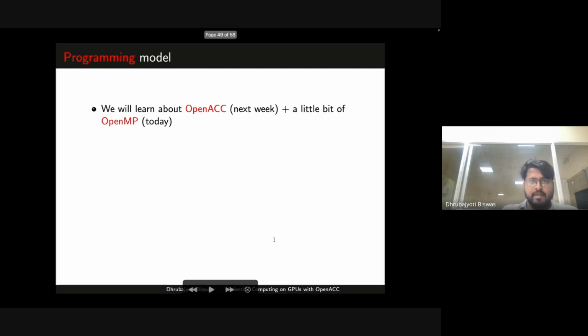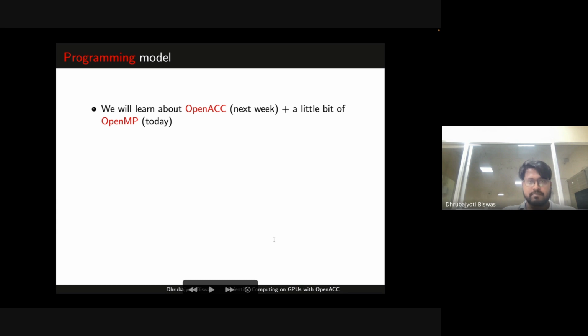Okay. So what is our plan? From next week, we will do OpenACC. We will start with how to install OpenACC and how to write your first Hello World program. And we also need a little bit of OpenMP.